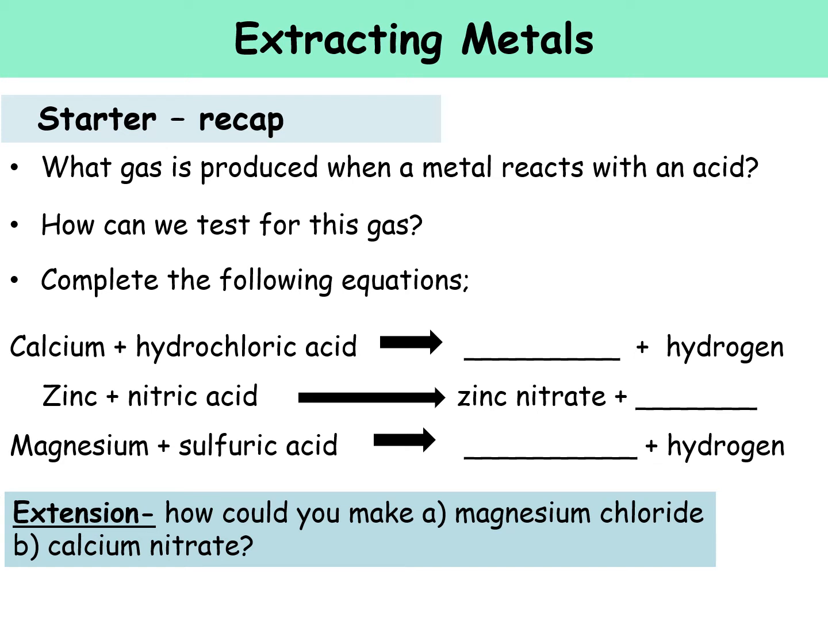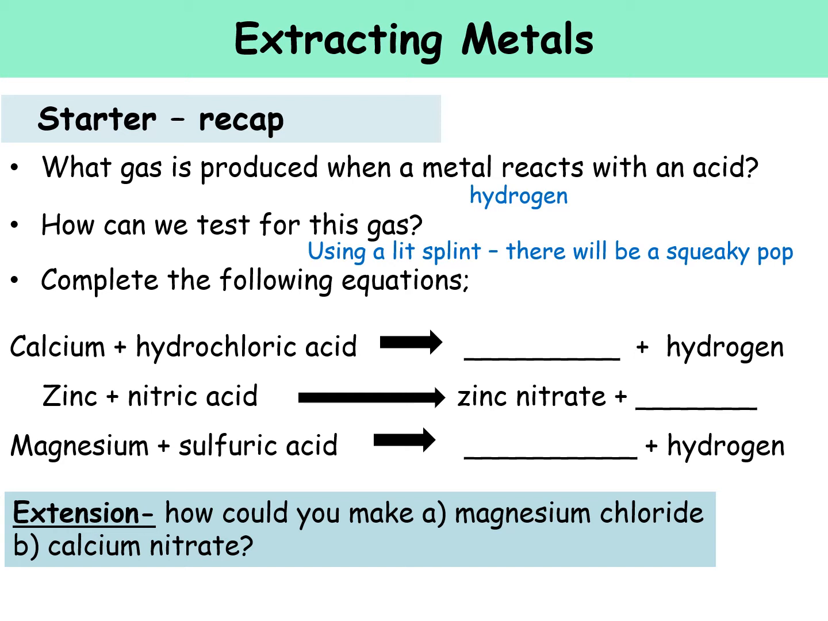Okay, so the very first one there, what gas is produced when a metal reacts with an acid? Well, that is hydrogen. So hydrogen gas is produced when a metal reacts with an acid. Then next it asks how we can test for this gas. Well, we test for this gas using a lit splint. And if there is hydrogen there, we'll get that squeaky pop sound.